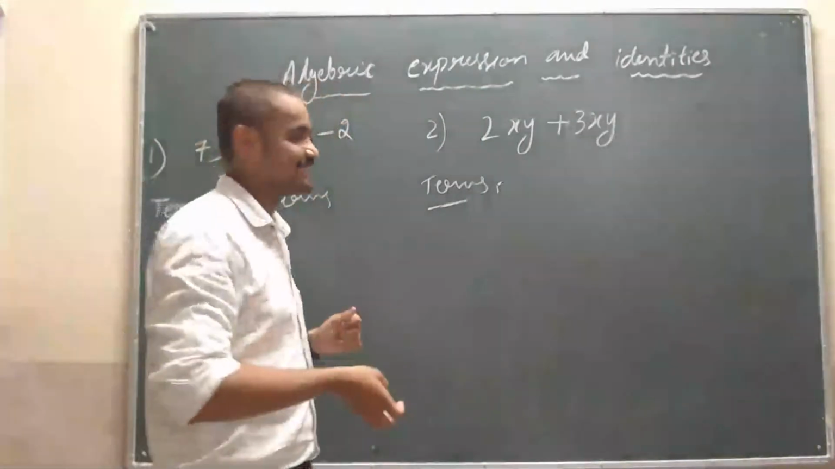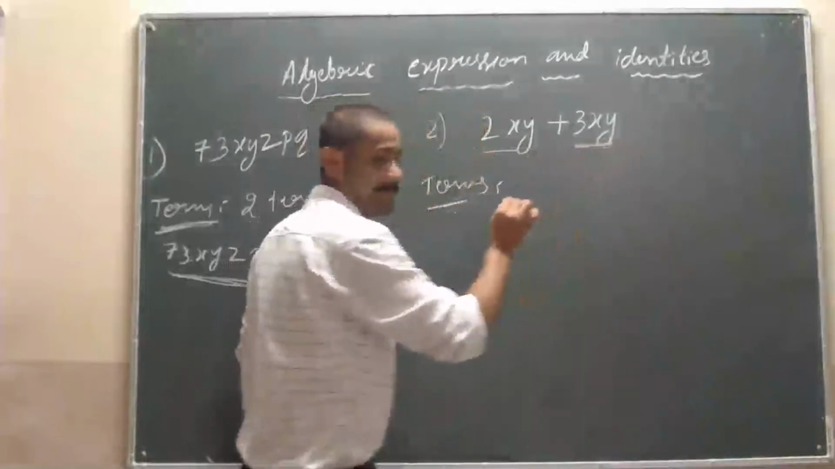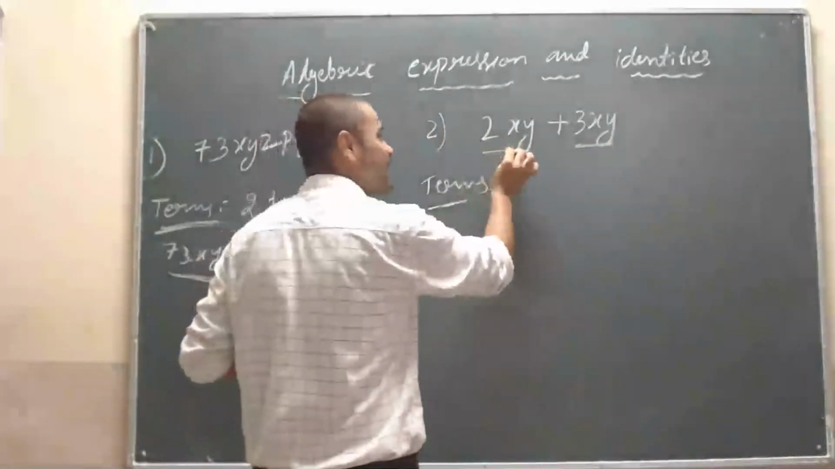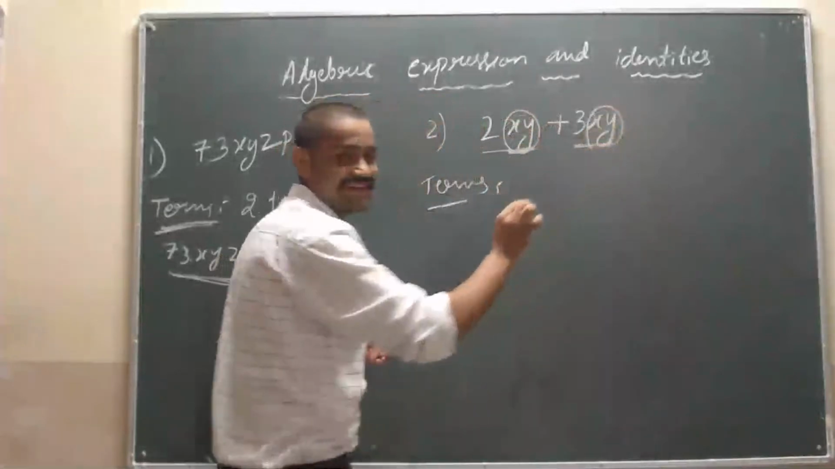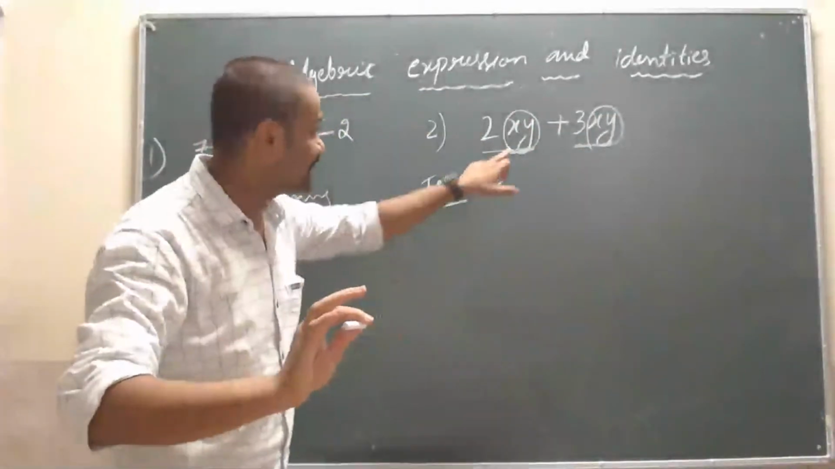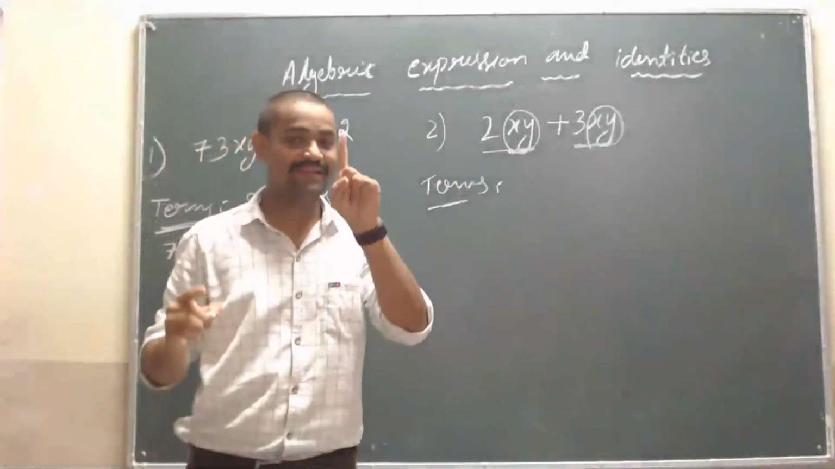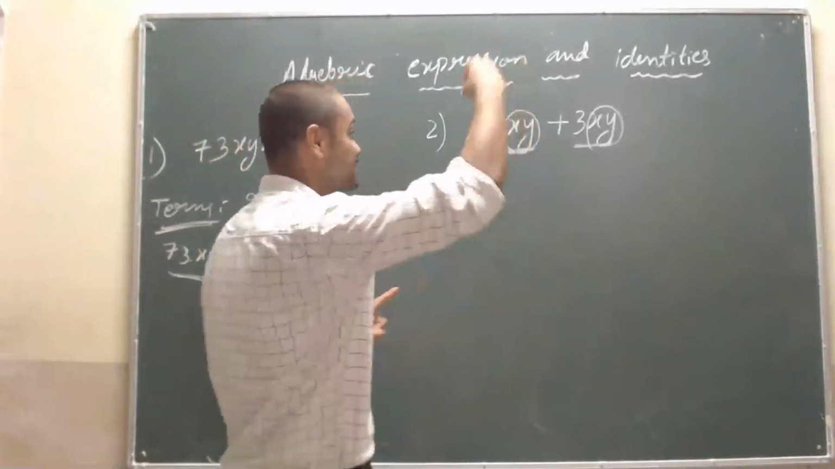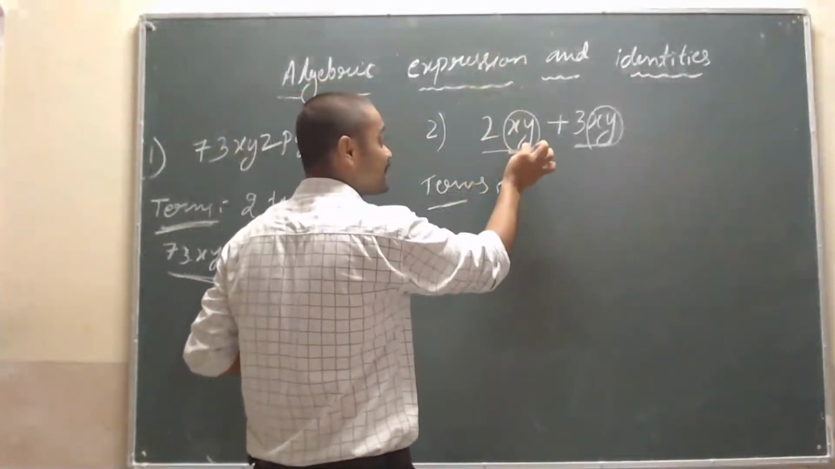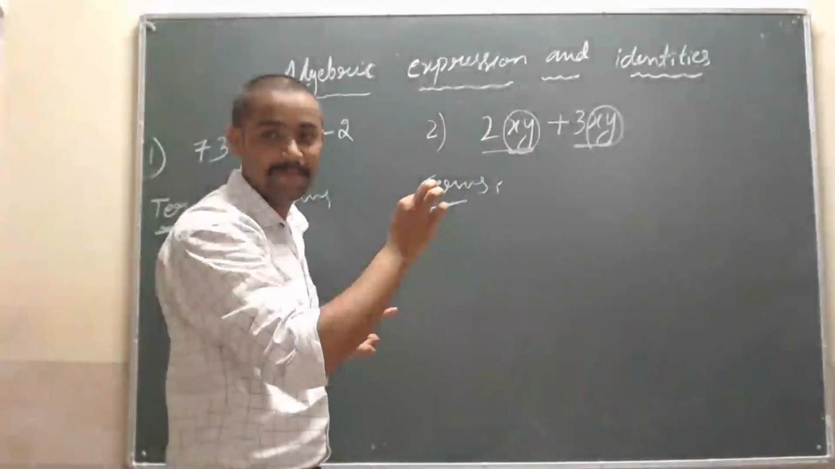Let's see, students. 2xy is there, and here is a 3xy. Here the variables x and y are the same. Very good, Bharat. That is one term. How many terms are there? It's one term. After solving this, I am telling that after solving this. Here the variables are xy, and here also the variables are xy, students.